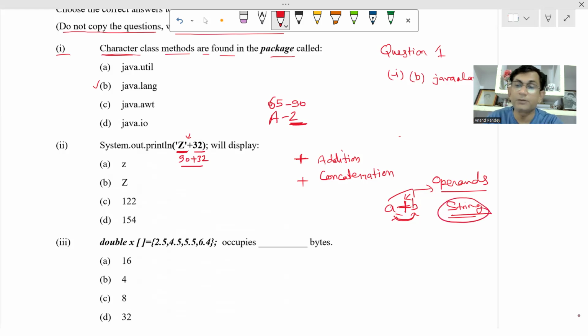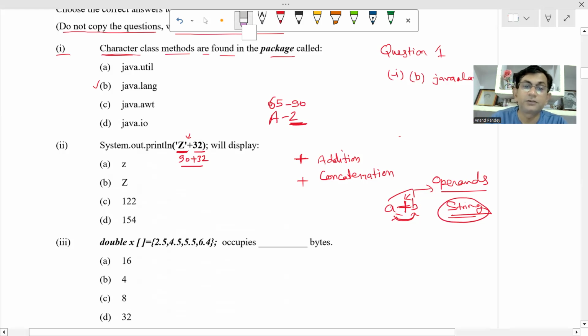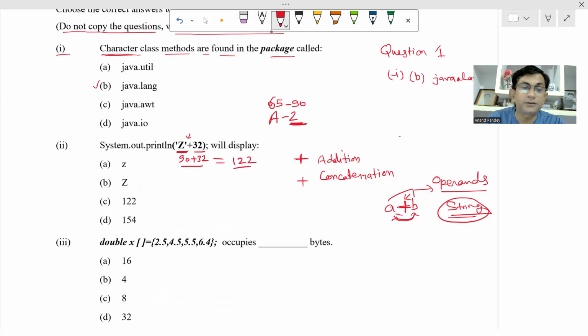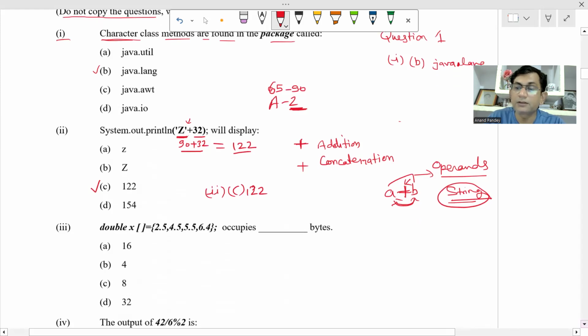So remember this concept, it will be useful in many questions if you get such questions. So 90 plus 32 will be 122. So the answer of this question is C. This is question number 2: C and the answer, 122. That is the proper way to write the answer.